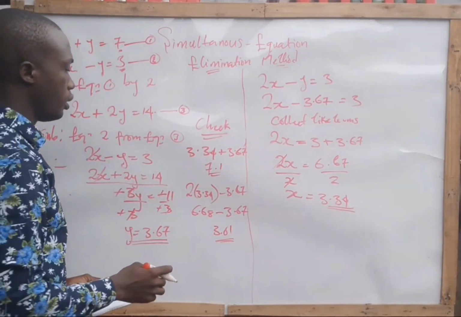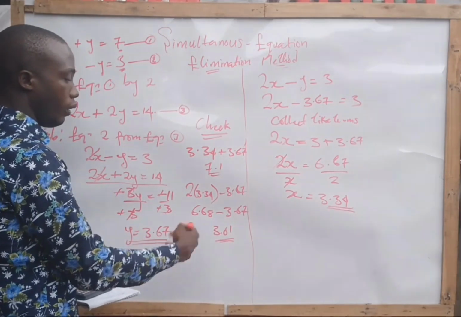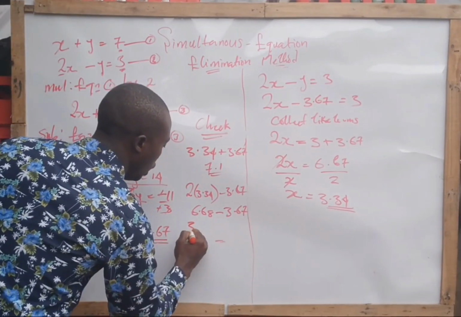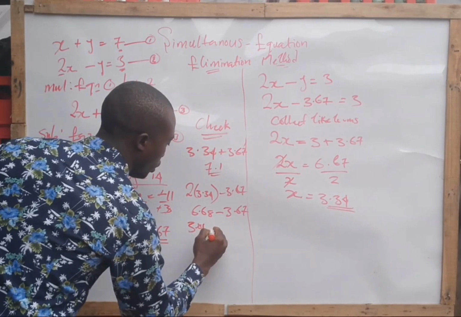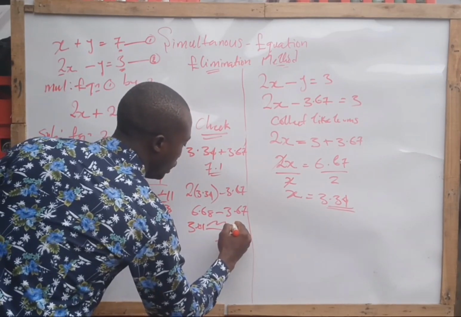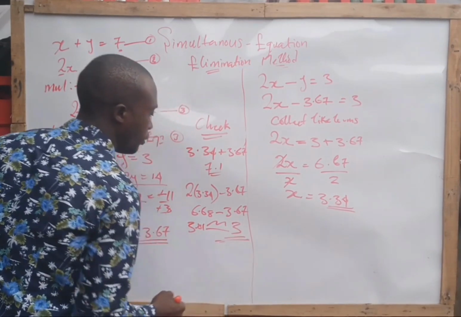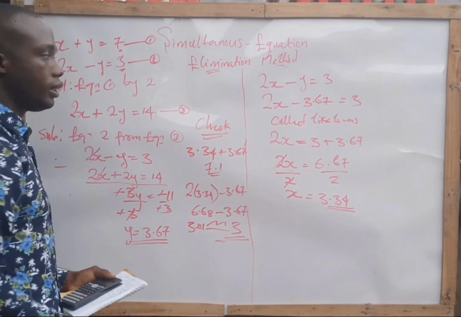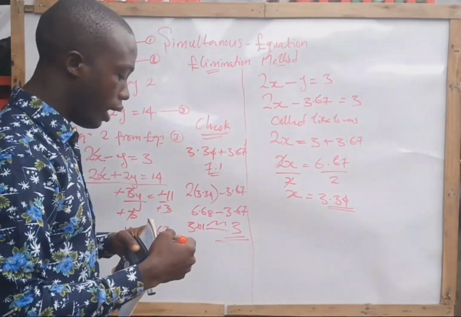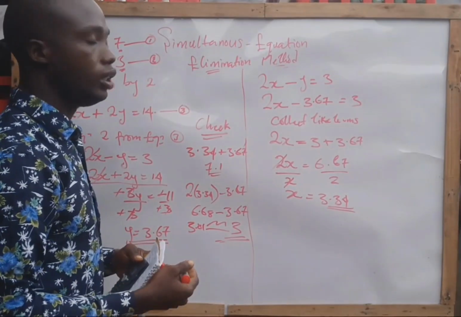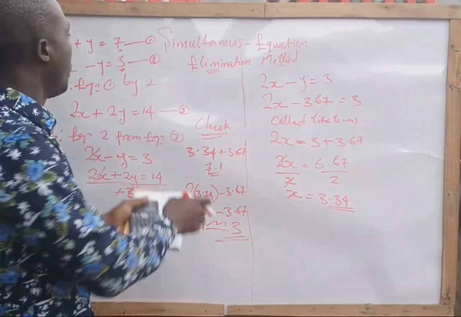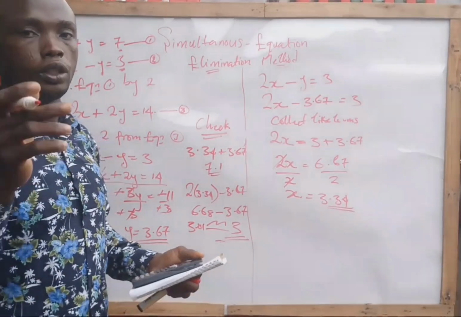So you can see that approximately we have 3. In this place, you can decide to say it is 3.01, but approximately you can say it's 3. And also if you approximate this, you also have 7. So that is how our answers are being checked using the elimination method. We'll still be solving the same question using the substitution method.